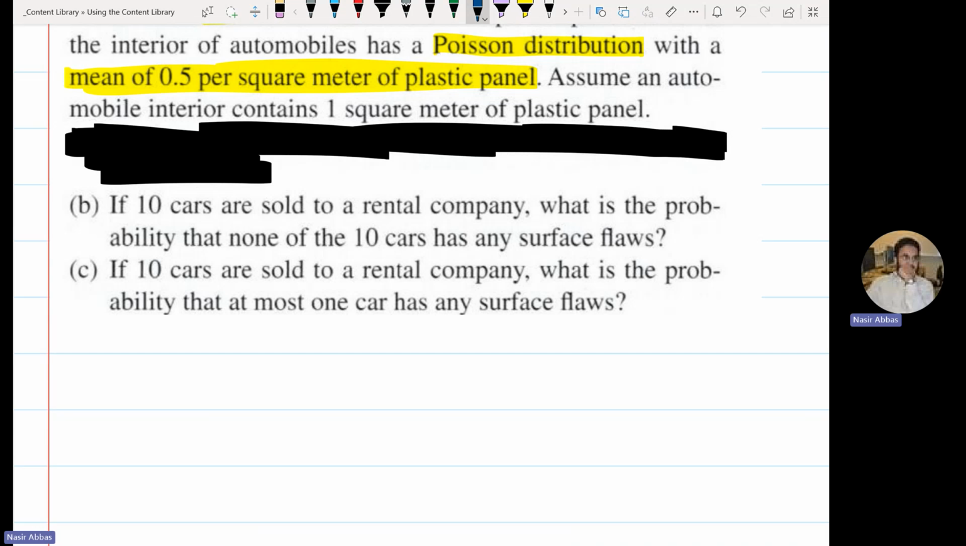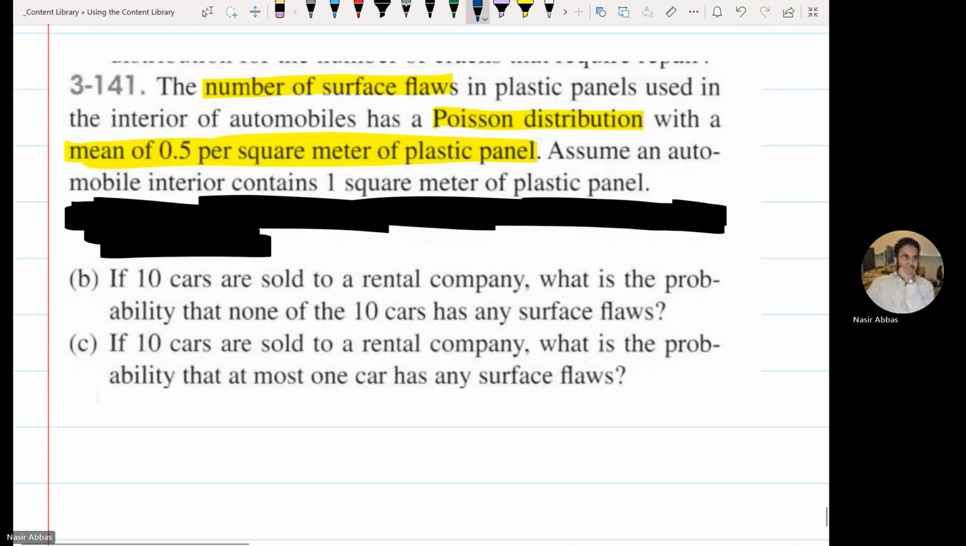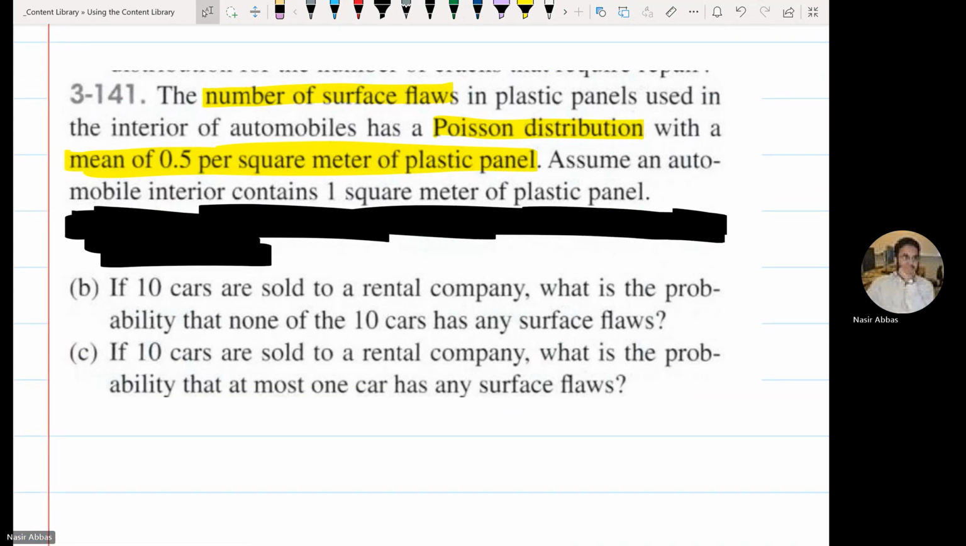Now look at the question. It will give you a different look. The question says that if 10 cars are sold, what is the probability that none of those 10 cars will have any surface flaw? Any idea about this question? Let me repeat the information.